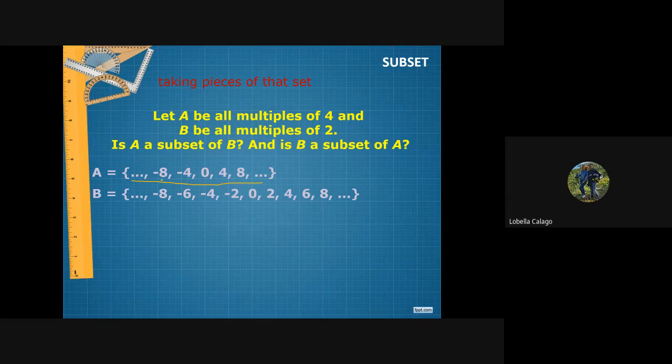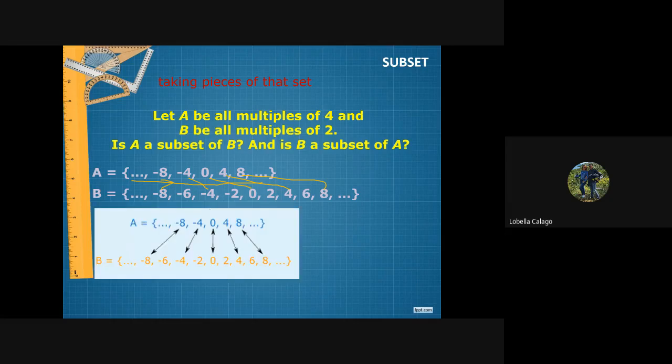Meron bang negative 8? Yes. Negative 4, 0, 4, and 8. So it means all of the elements in A are in B. Hence, A is a subset of B. But B is not a subset of A. Kasi si A, wala naman negative 6, negative 2, nor 2, 6, and others. So, B cannot be a subset of A. Yan. Only si A subset of B. Okay?